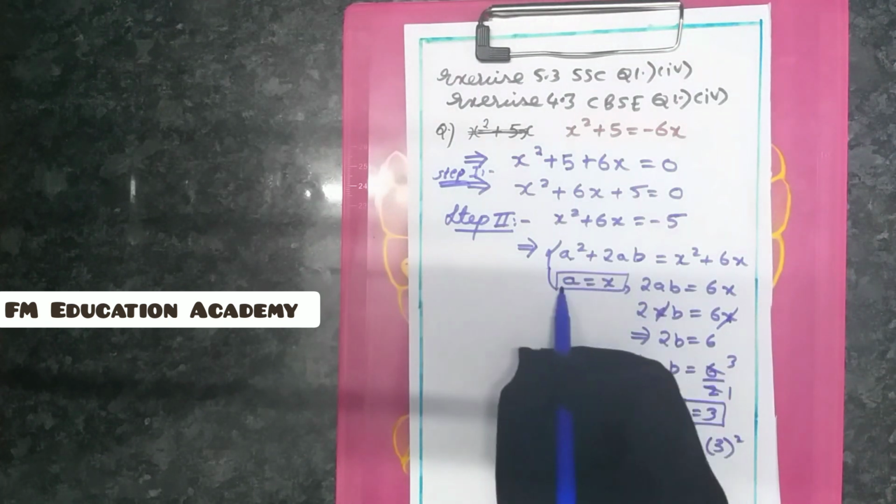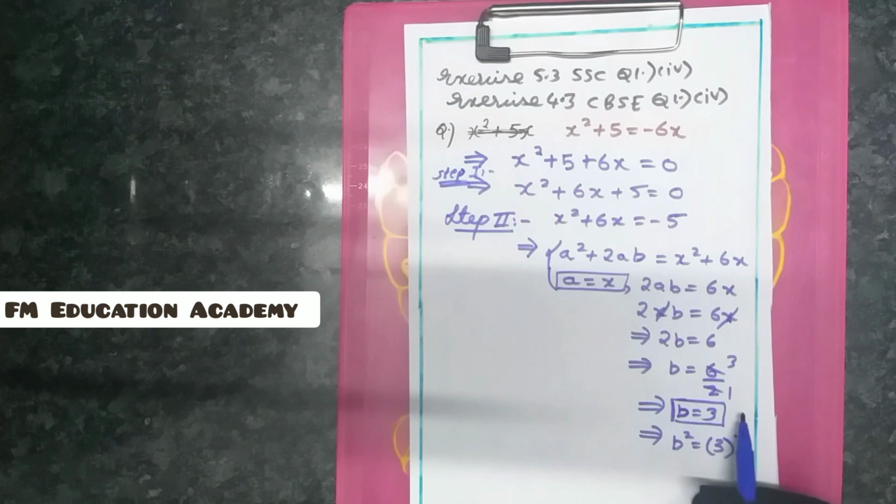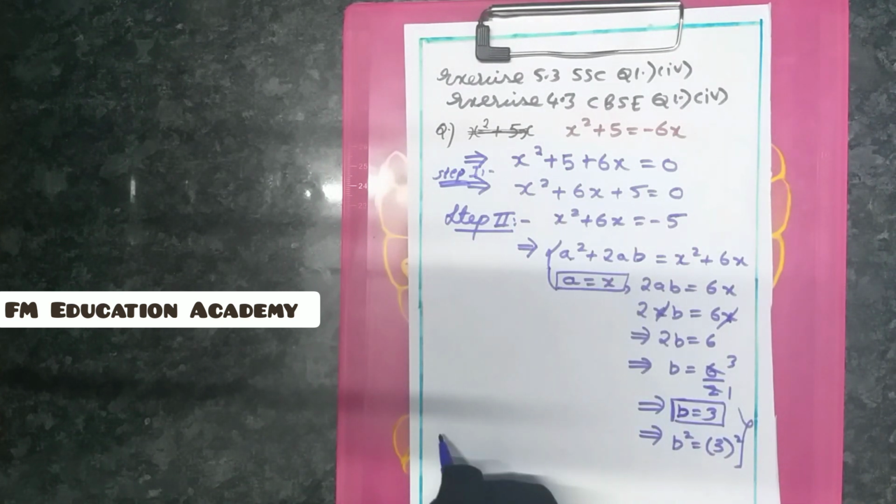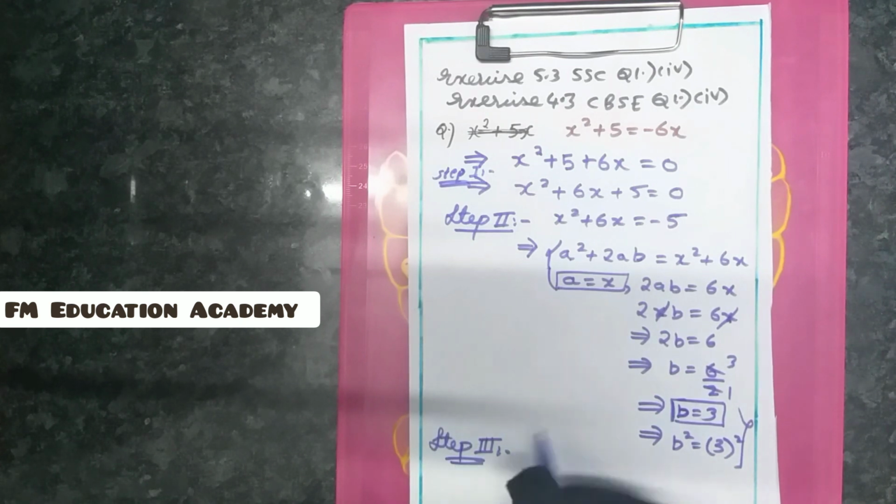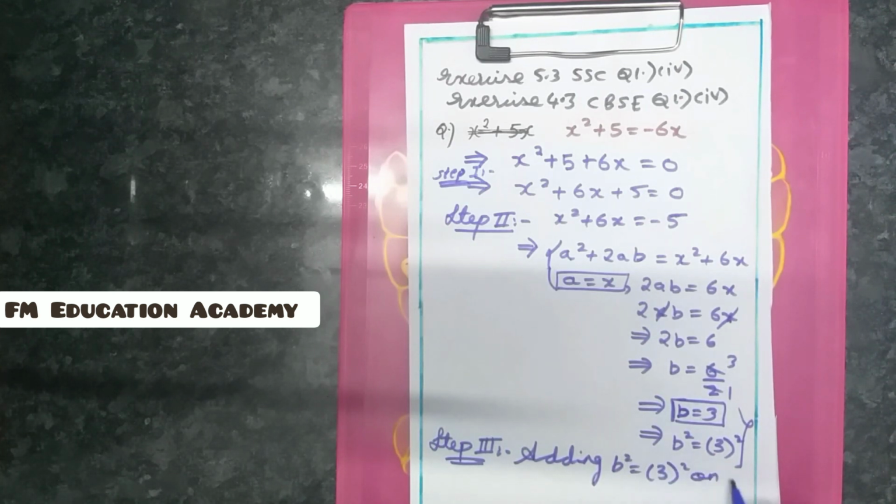A I got as x from the algebraic identity and b I got as 3. This you have to do in working. Okay. Now what to do? Step 3. Add b square term on both LHS and RHS. Adding b square, which is 3 square, on both LHS and RHS. Okay.